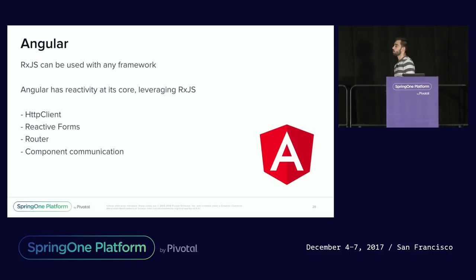So everyone needs to do HTTP requests to the backend. So we will be using the HttpClient, and these will return observables. The Reactive Forms also, right, have observables. The router has observables as well. How we do component communication, right, might be an observable or a subject or an event emitter, which is based on a subject, which is also an observable.